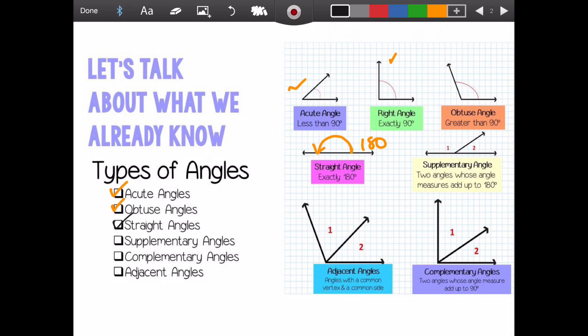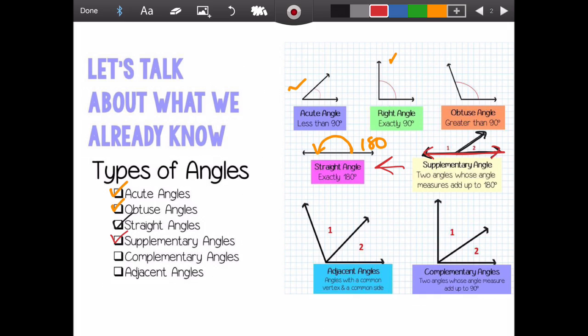Supplementary angles are two angles whose measures add up to 180. They're on this straight line here, and it's cut by another line, which forms two angles. Since it's on a straight line, we know it adds up to 180 because a straight angle is 180. If it's cut in half, it's just separating that 180 into two parts.